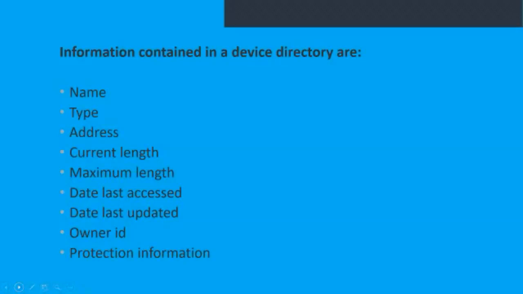Maximum length defines storage space. Current length defines the length of the directory. Address, how it is accessed. Name and type. Sometimes some directories are system directories also. Normal users cannot use those directories. So that shows the types.